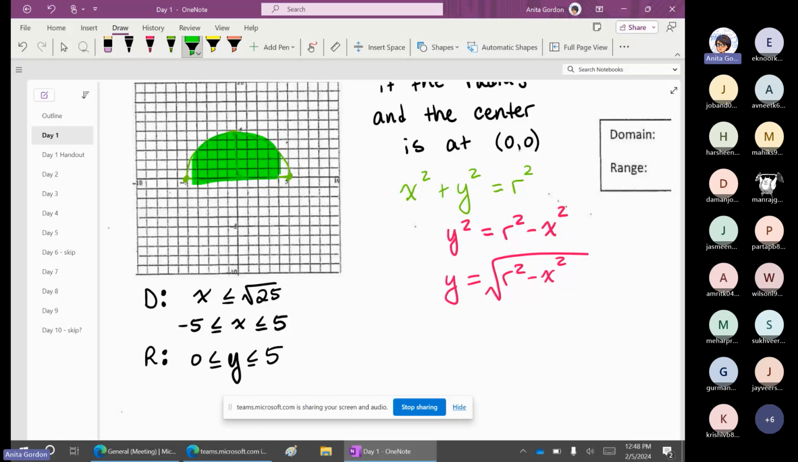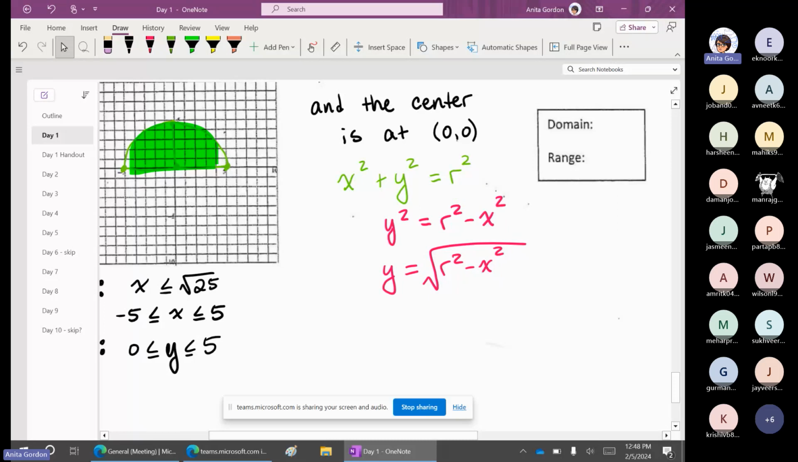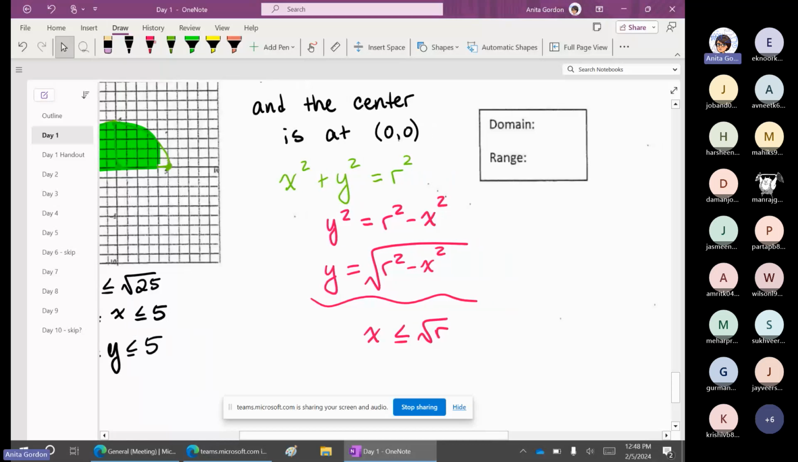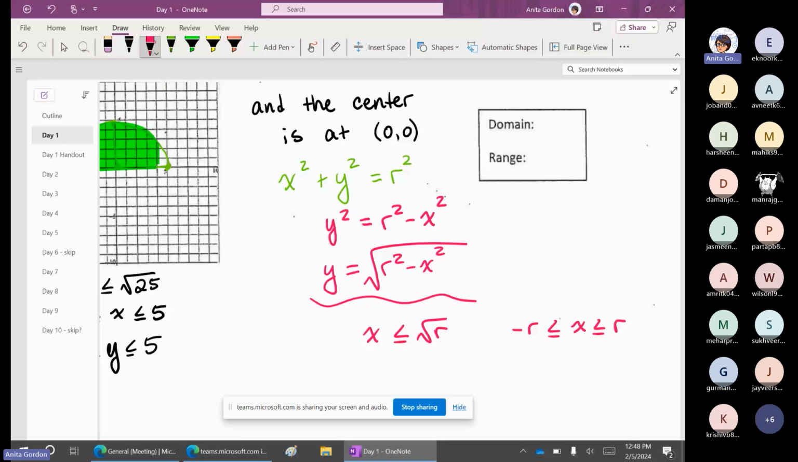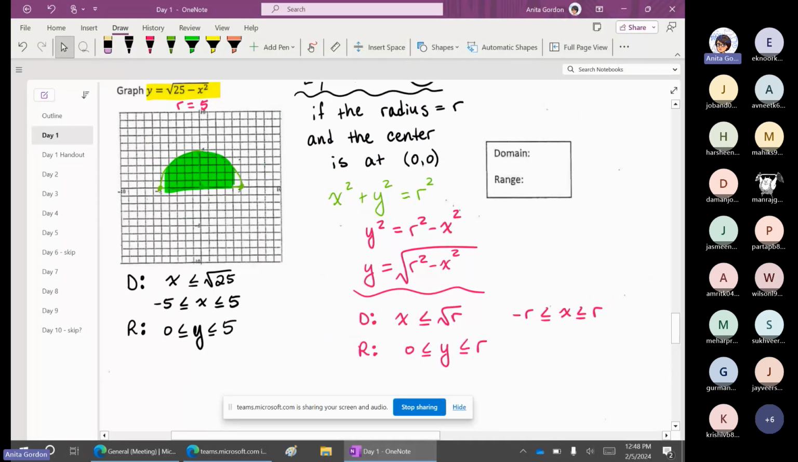Okay, now if I looked at the generic statement, the generic domain and range for this would be this. X has to be less than or equal to the square root of R. Or you could say between negative and positive R. Either way is okay here. This is the generic if we don't know what R is. Okay, and same with the range. Y has to be between 0 and the radius. In our picture, we know the radius is 5, so we can put in the numbers, but in general, this is what the domain and range would look like.